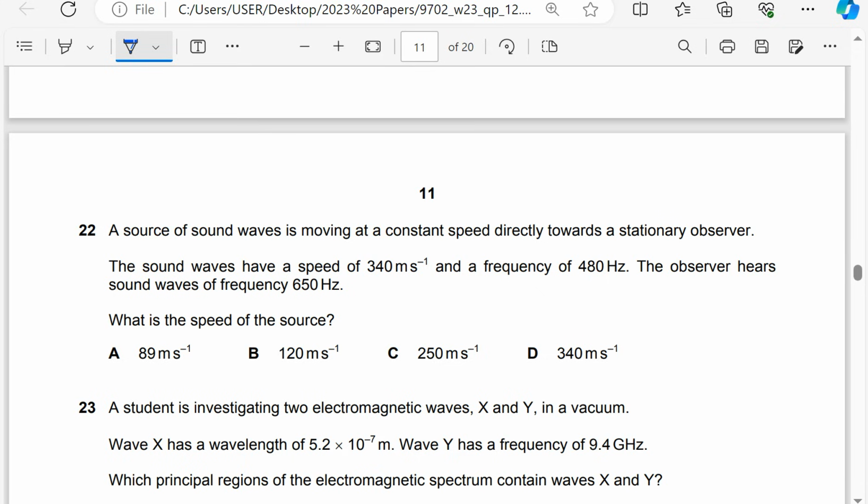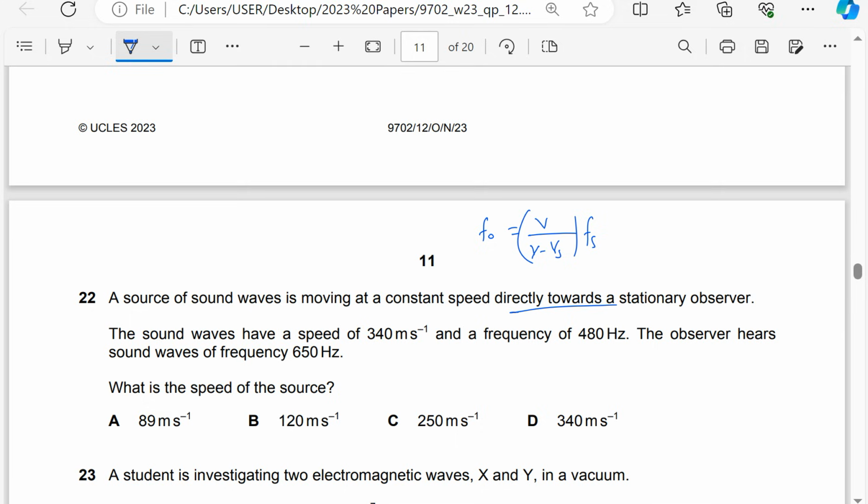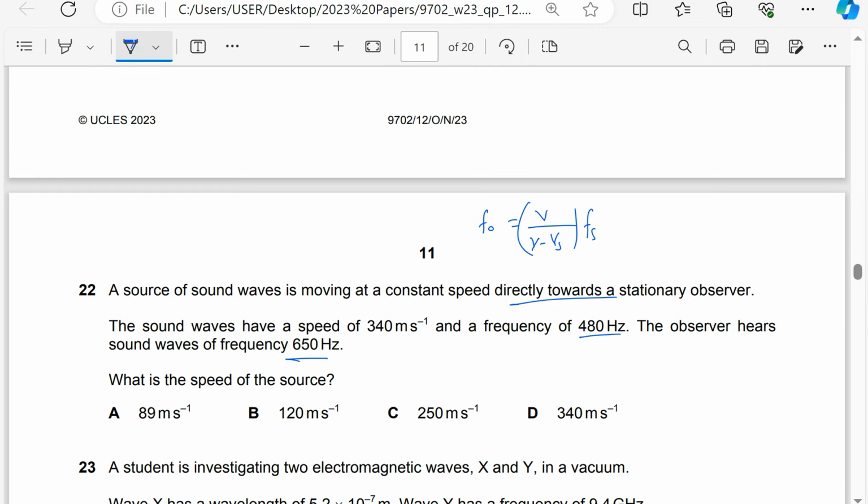A source of sound waves is moving at a constant speed directed towards a stationary observer. It is towards. Therefore, since it is towards, I will say that f of observer is equal to v over v minus v source, times frequency of the source. It is towards a stationary observer. The observer here has sound of frequency 650, which is higher than 480. What is the speed of the source?